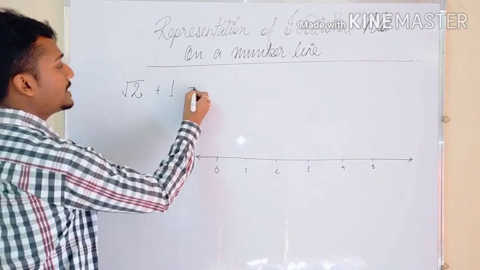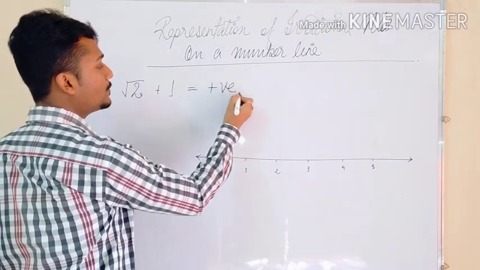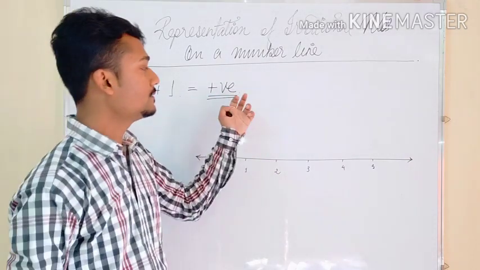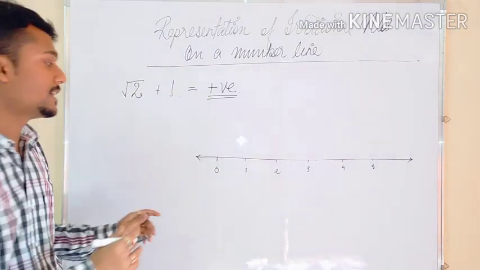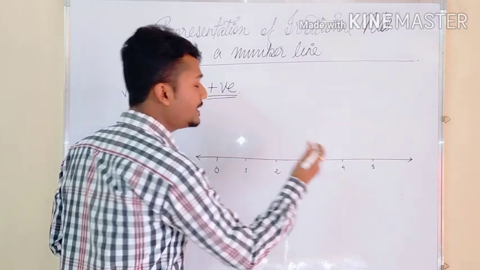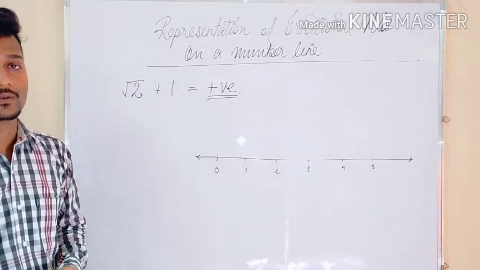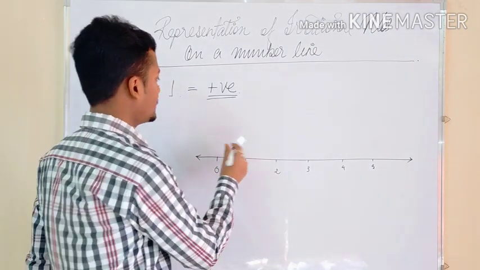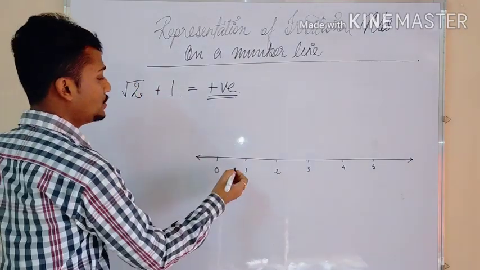Whatever the answer will be, it will be in the form of a positive number. That means while drawing, I will be drawing it on the right hand side of the 0. So at first I will try to draw root 2.